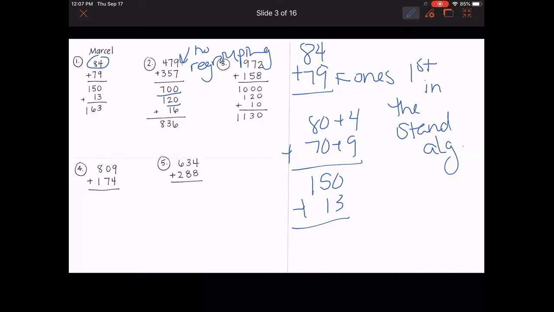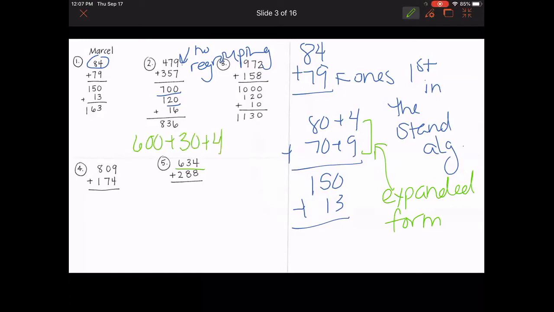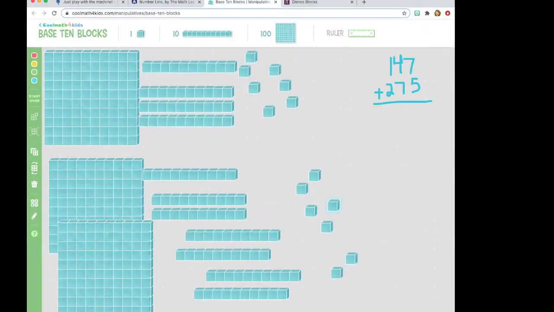And so another way to represent this is called expanded form. And that's what this is called here. When we write numbers out and add the pieces together, it is called expanded form. So like here, this 634 would be 600 plus 30 plus 4 in expanded form. And so now let's look at the base 10 blocks and see how we can see these ideas that Marcel is presenting. All right. So I want to show Marcel's strategy with the base 10 blocks.